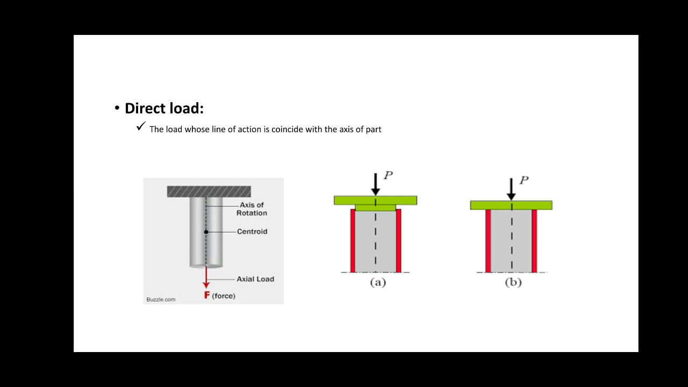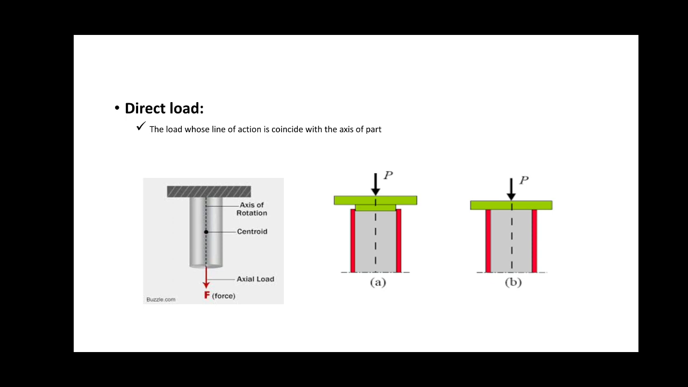Now, today we're going to switch to direct load. So what is direct load? Direct load is nothing but the load whose line of action coincides with the axis of the part. Part means element, and each and every part or element has a shape, an area, or we can say sides. So each and every shape, each and every area, each and every part or element has an axis, a centroid, we can call it.